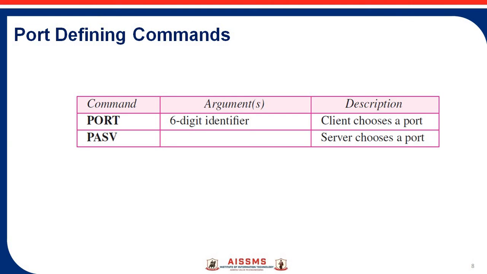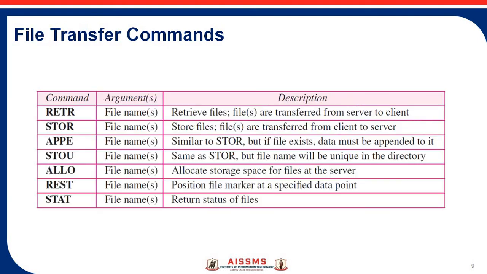In the second method, using the PASV command, the client just asks the server to choose a port number. The server does a passive open on that port and sends the port number in the response. First command, PORT: the client chooses a port number. PASV command: the server chooses the port number.